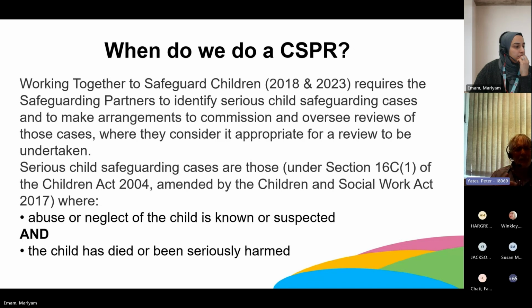The main two things are we've got a child who has died or has been seriously harmed, and we'll touch a little bit more on seriously harmed on the next slide. And then it's thought amongst agencies that abuse or neglect of the child is known or suspected. When both of those apply, a child has died or has been seriously harmed, and there is abuse or neglect, we agree that the criteria for a CSPR has been met. Okay, Marion, thank you.